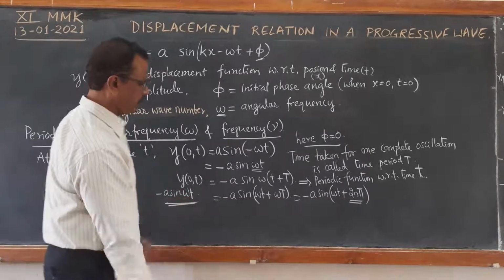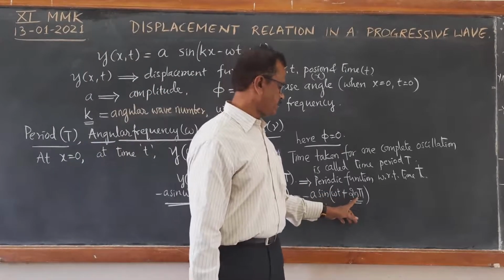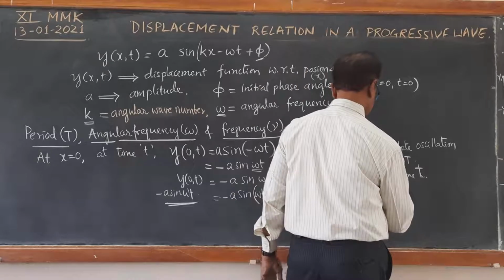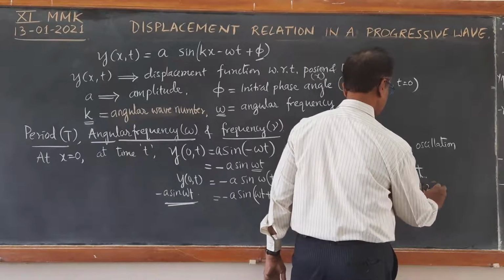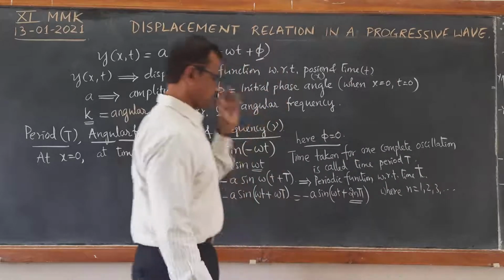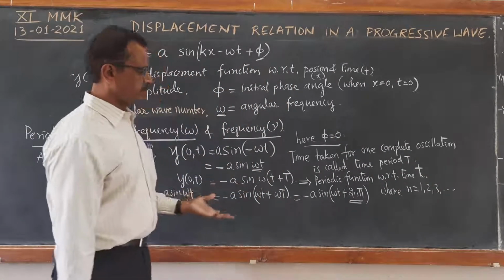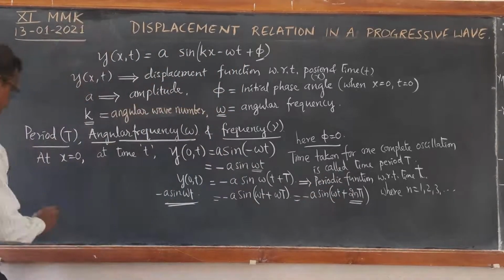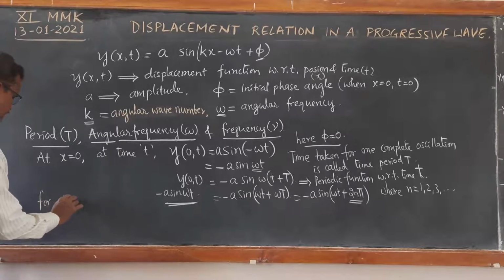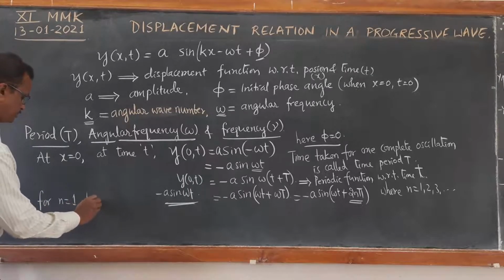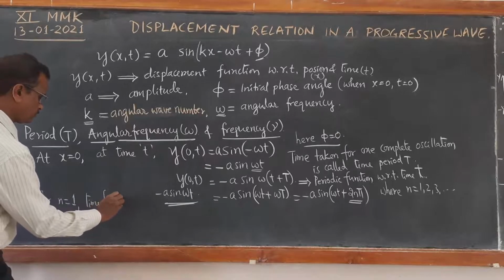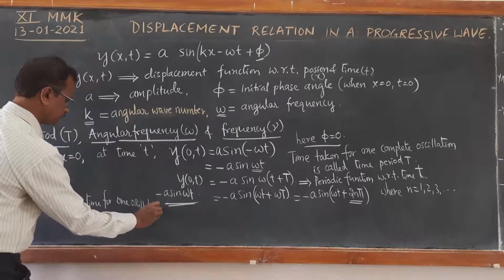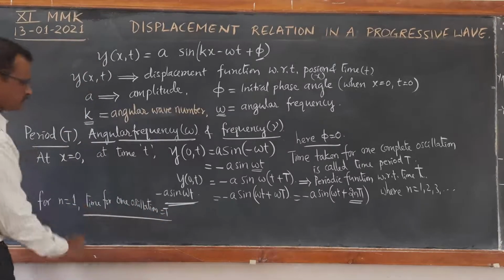You will have the same value after every addition of an integral multiple of 2 pi radians, where n takes 1, 2, 3 and so on. Right? If we take the time period T, then we can have n equal to 1. For n equal to 1, the time for one oscillation is equal to T.